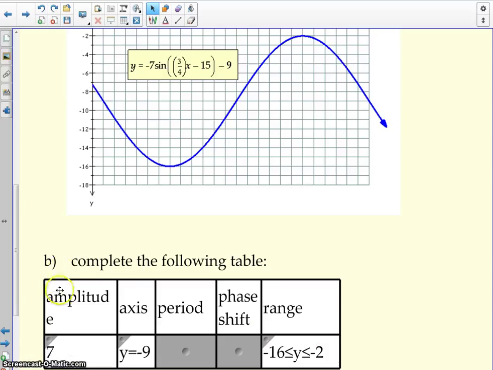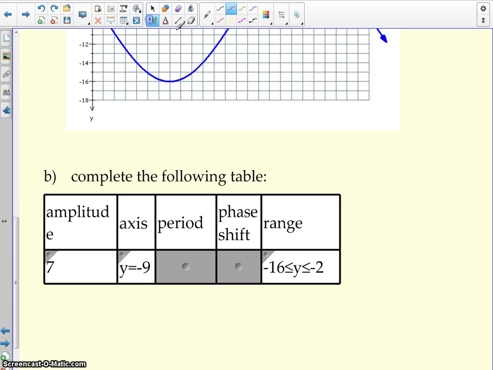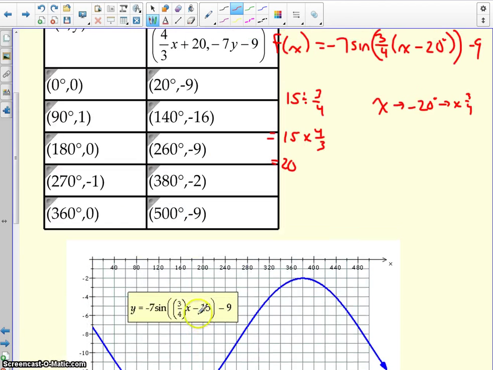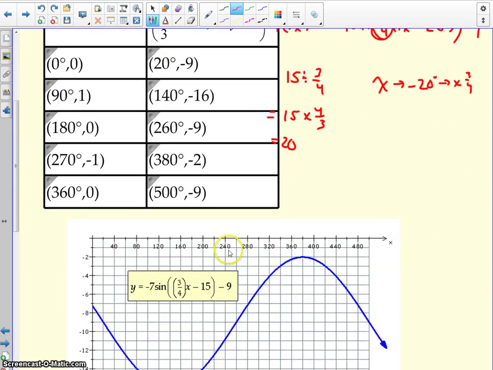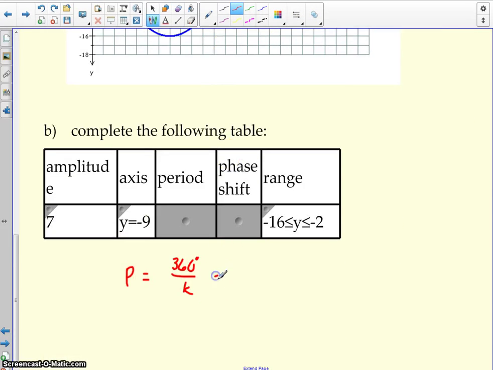And period, 2 ways of calculating it. You could read it from the graph if you like, or I'm going to calculate it just to show the new way of doing it. 360 degrees divided by k. My k was 3/4. It's 3/4 there or 3/4 there, whether it's factored out or not. So 360 degrees divided by 3/4. You can run that through your calculator or work out the fractions yourself. That should give you 480 degrees.